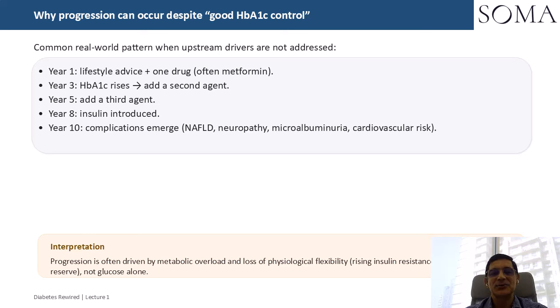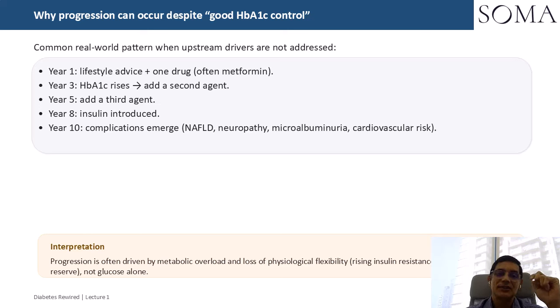Large clinical trials have shown us this repeatedly. Intensive glucose lowering reduces microvascular risk to some extent, especially early on, but its effect on macrovascular outcomes is modest and very inconsistent. In some trials, aggressive glucose lowering has even increased mortality in high-risk patients.